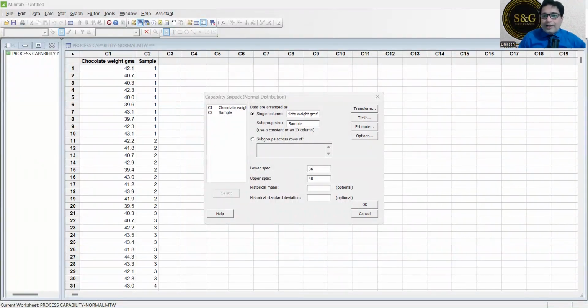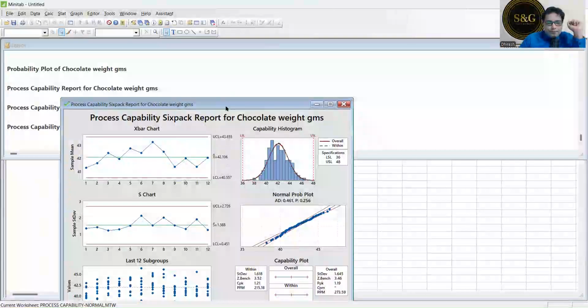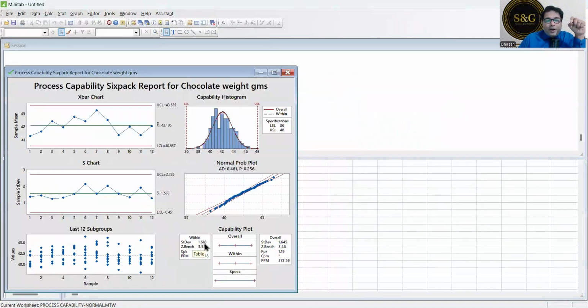Z-score within is more sigma than Z-score overall, meaning less variability within the subgroups. Yes, you're right. Absolutely right. Don't look at the Z-score. Let me go back to the data and plot it once again. You can see the standard deviation within is 1.618, and the standard deviation overall is 1.64. So there is no significant difference between within variation and overall variation as of now. To check the variation, we have to go for standard deviation. To check the capability, we have to go for Z-score. Clear?